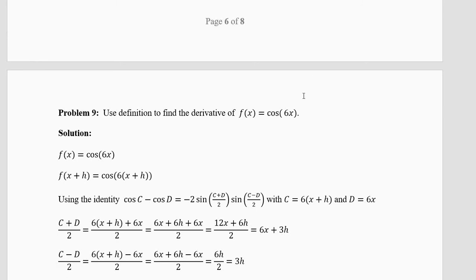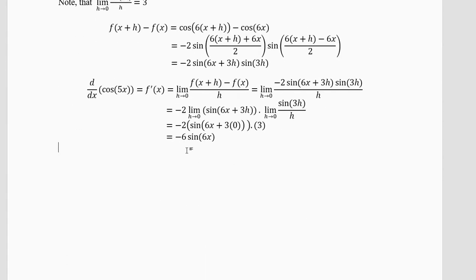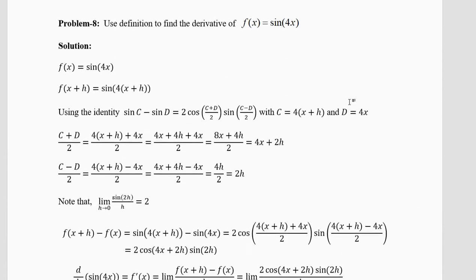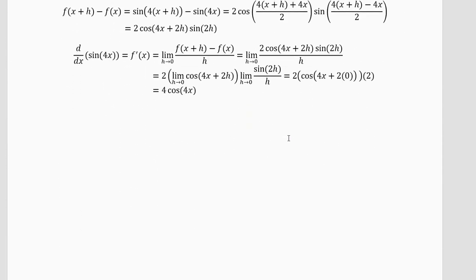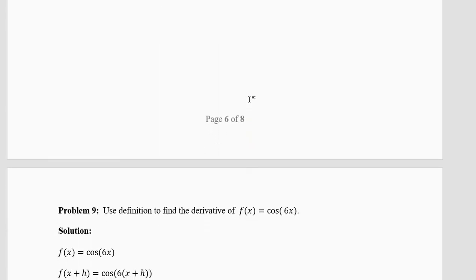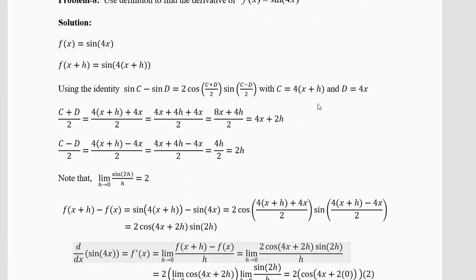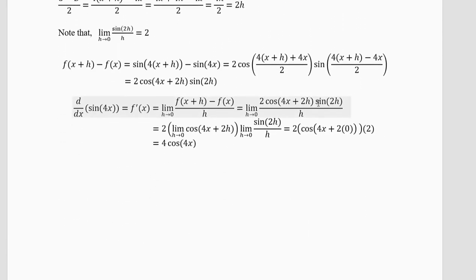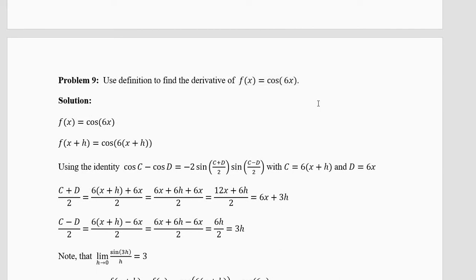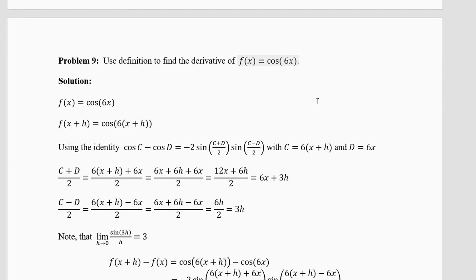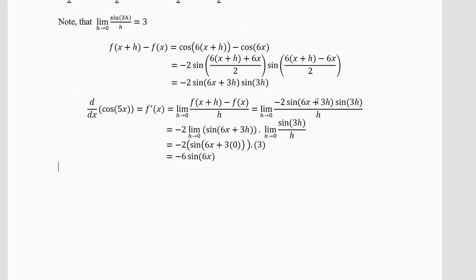So if you differentiate cosine, you get a minus sine. And if you differentiate sine, you get a cosine, and some numbers with it. We'll discuss that when we discuss the formula in the next chapter. So the derivative of sine 4x is 4 cos 4x. Derivative of cos 6x will be minus 6 sine 6x. And the derivative comes from the basic definition which you have seen.